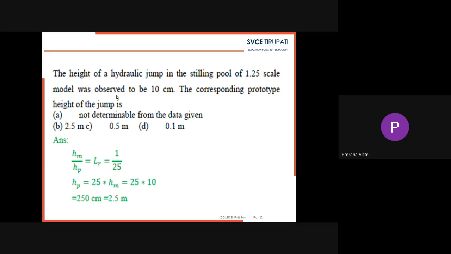Another problem: the height of a hydraulic jump in the stilling pool of a 1:25 scale model was observed to be 10 centimeter. The corresponding prototype height of the jump is, so it is a simple one. They have given the scale ratio and the model height. Simply based on that, we have to find out the prototype height. So for that, we go through the ratio, that is height for model by height for prototype equals scale ratio. Already we have the scale ratio as 1 by 25. So substituting that, we get Hp equals 25 into Hm. So from there we get the height of the prototype as 2.5 meters.